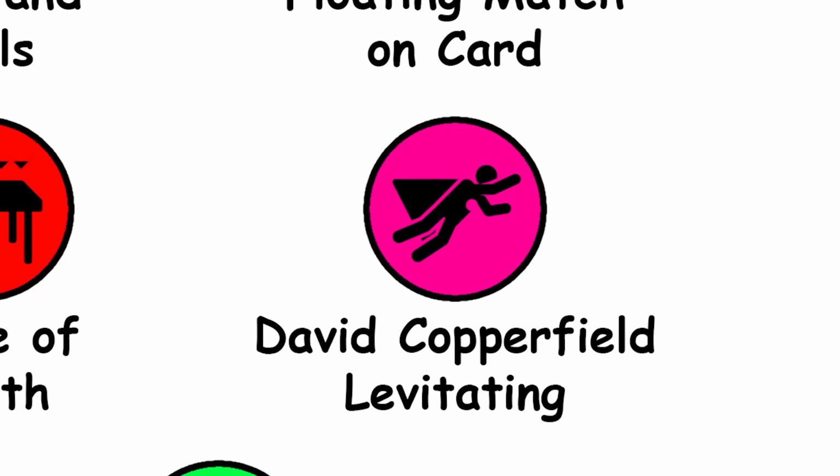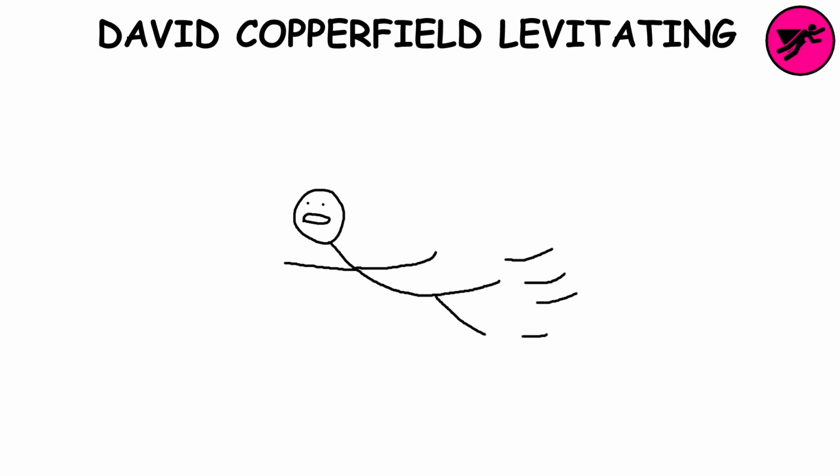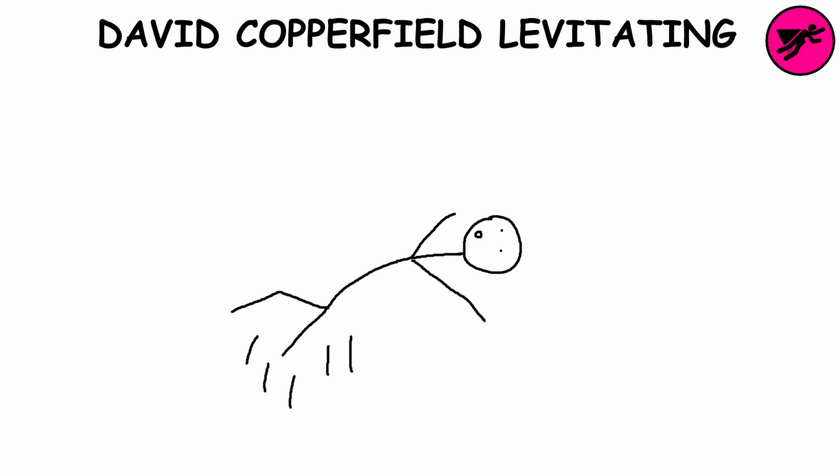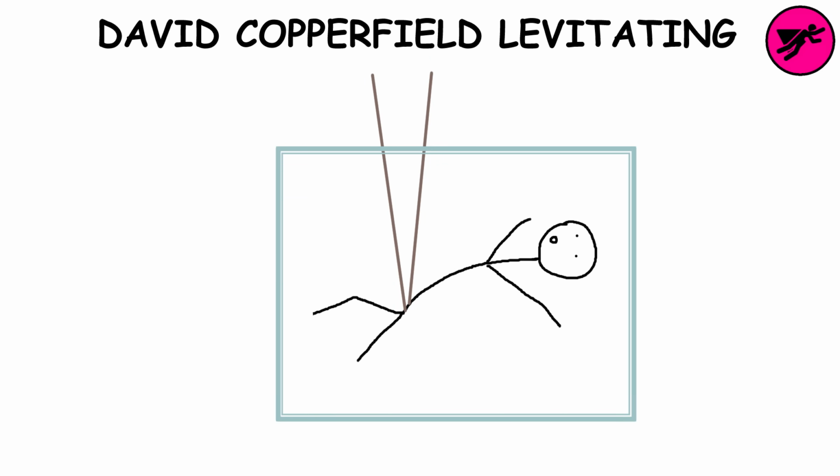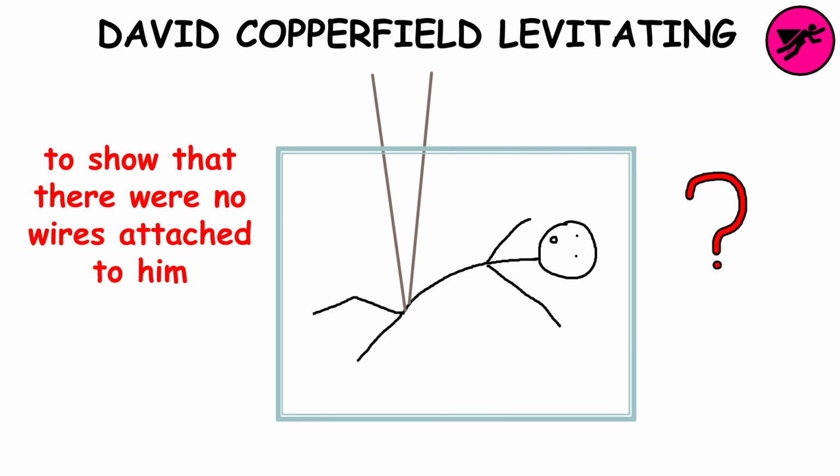David Copperfield Levitating. Copperfield performed a levitating performance where he flew all over the stage and did acrobatic moves in the air. David flew with the help of two strong wires that were attached to an acrobatic belt, but he used rings and a glass box to show that there were no wires attached to him. So how is that possible?